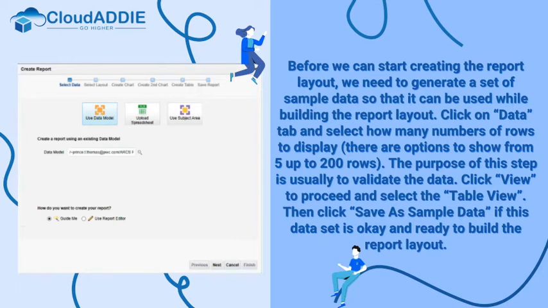Click on the Data tab and select how many rows to display. There are options to show from 5 up to 200 rows. The purpose of this step is usually to validate the data. Click View to proceed, and then select Table View. Then click Save as Sample Data, if this data set is okay and ready to build the report layout.